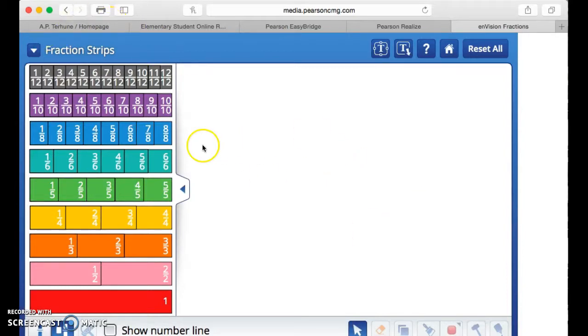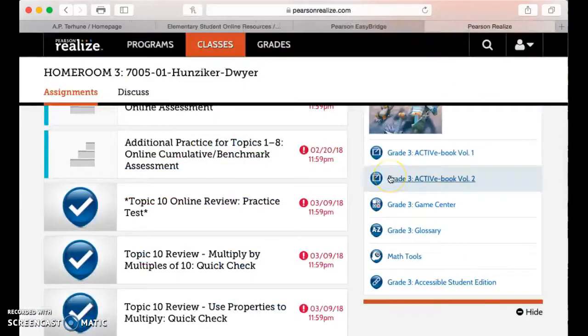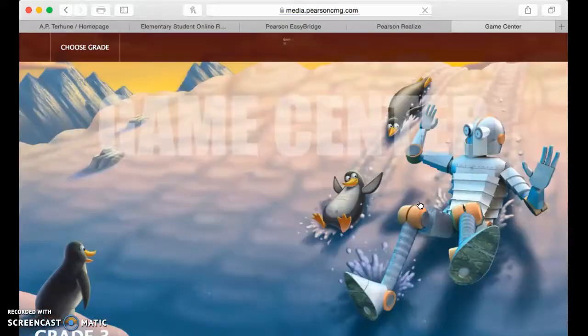So there's tons of different math tools you can use, and they're helpful for homework or just additional practice or just to play around with. So I'm going to go back to home. I'm going to X out of here. And the last thing that I want to show you is the Game Center. And that's right here, Game Center, Grade 3 Game Center.